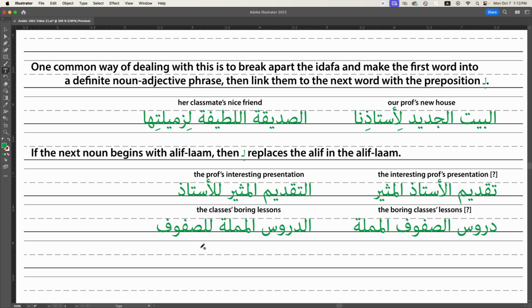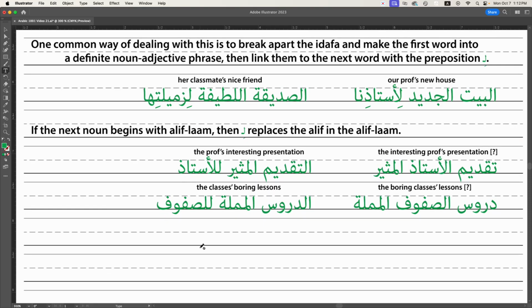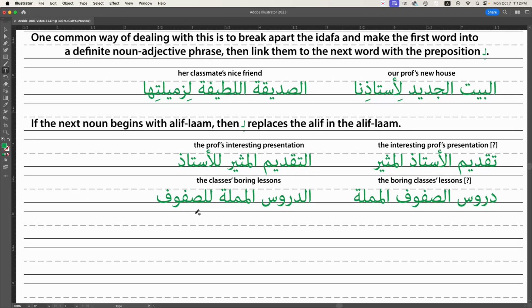And this is something that you will just have to practice a lot to get used to. I would never have you memorize a list of which letters did this. Just kind of get used to how can I make this easier to say, and you'll quickly learn which letters absorb the lem in alif lem.